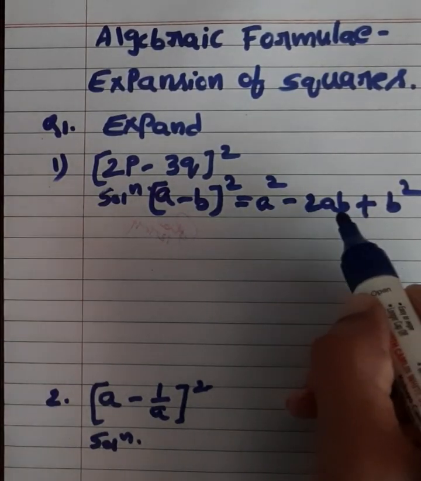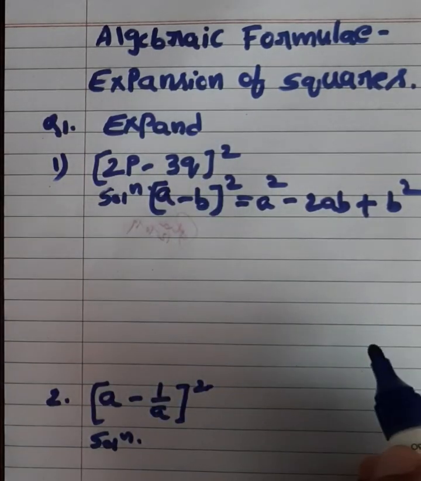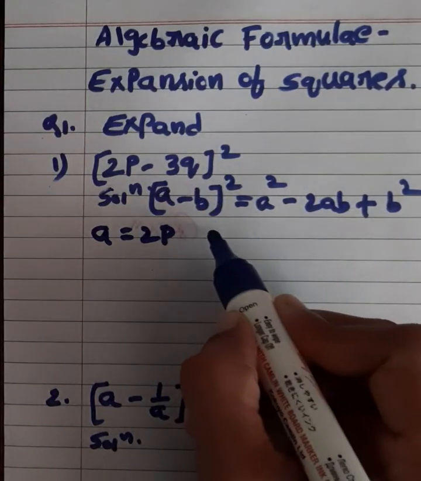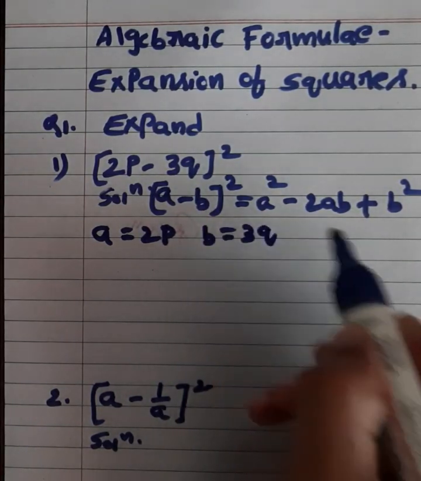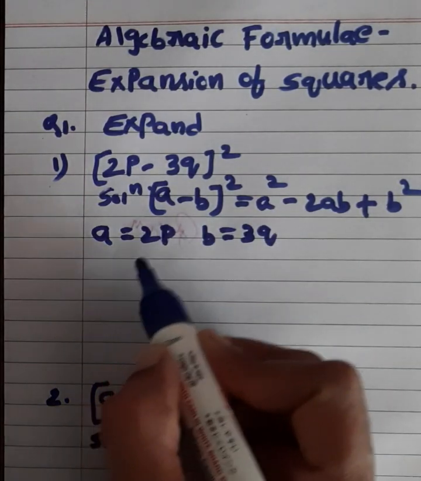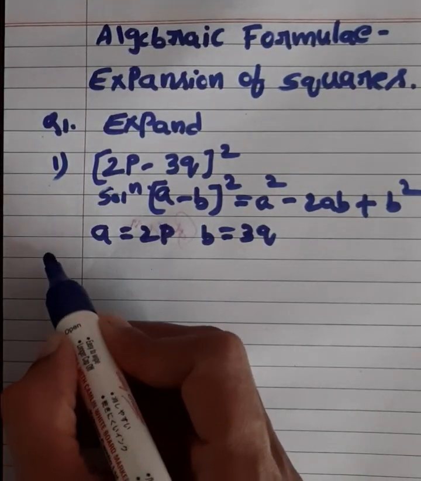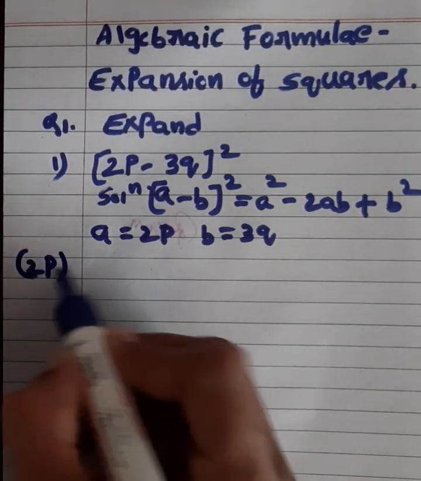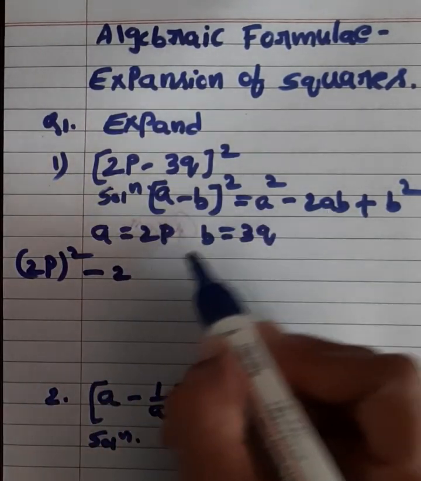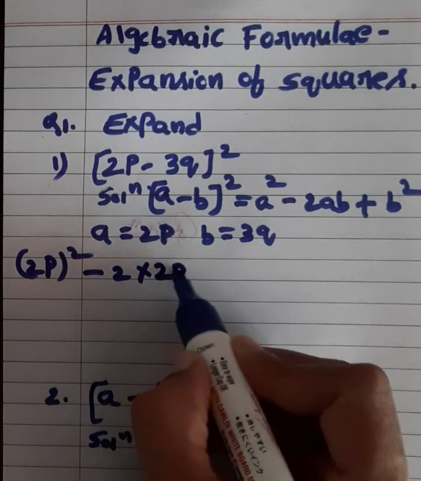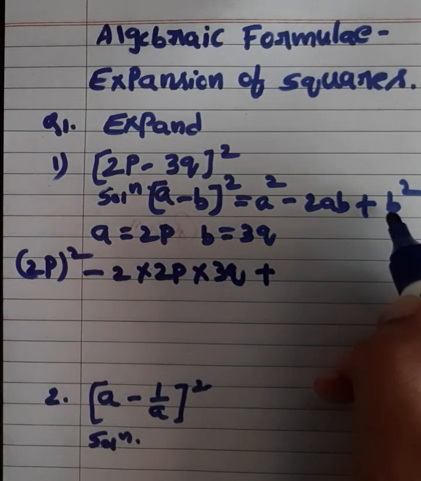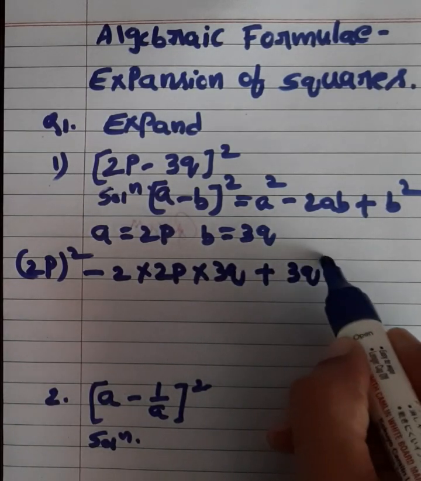Now, the a and b values we have to substitute. a means 2p, b means 3q. Now, these a and b values we have to substitute in the formula. a square means (2p) whole square, minus 2ab, where a means 2p, b means 3q, plus b square means (3q) whole square.